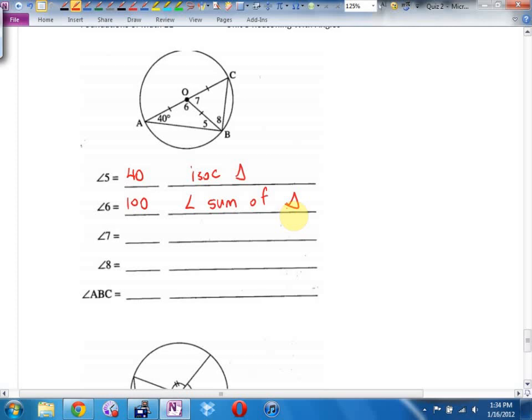Angle 7, that's 100. This has got to be 80 because they're supplementary. Angle 8, these two are the same length, so if that's 80, that gives me 50 degrees because it's an isosceles triangle. And then angle ABC. Oh, that's this great big one here. One's 40, one's 50. The whole thing is how big?